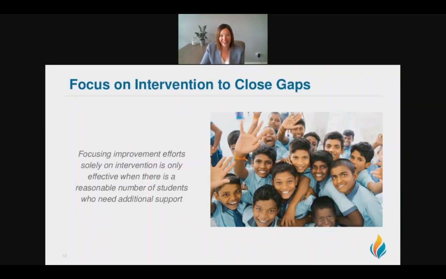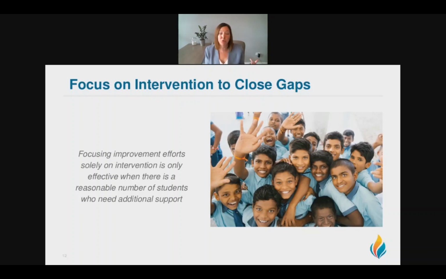Instead, what we focused on is that when we have large percentages of students who aren't meeting our expectations, we were often told to focus on intervention. And we were focusing on intervention to close those gaps. And what we learned is that over time, focusing improvement efforts solely on intervention is really only effective when there are a reasonable number of students who need additional support. If we're in a building or a setting with large numbers of students who need additional instruction or intervention in order to be successful, we can't rely specifically on intervention and only on intervention to help close those gaps, because we'll end up with intervention that is no longer evidence-based.